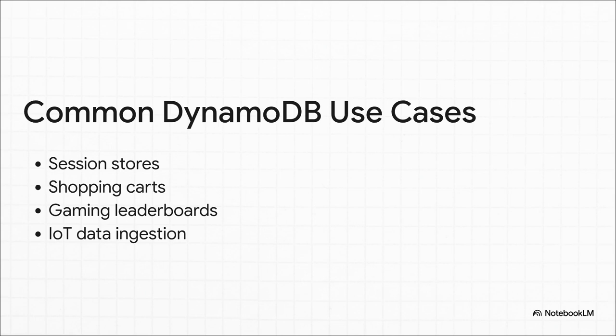So where do you actually use this kind of power? Well, think about anything that needs both instant speed and huge scale, like a shopping cart that absolutely cannot lag during a Black Friday sale, or a real-time gaming leaderboard with millions of players hitting it all at once, or maybe a system that's just drinking from a fire hose of data from thousands of IoT devices. These are all the classic, perfect use cases for DynamoDB.